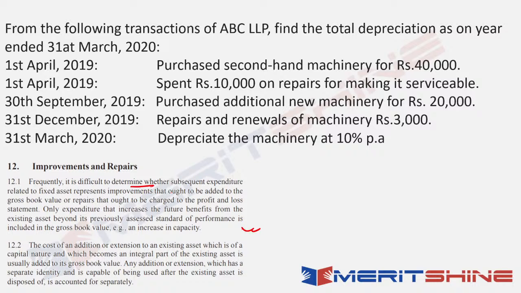Frequently, it is difficult to determine whether subsequent expenditure related to a fixed asset represents improvement that ought to be added to the gross book value, or repair that ought to be charged to P&L. Only expenditure that increases future benefit from the existing asset beyond its previously assessed standard of performance is included in gross book value. Example, increase in capacity, etc. Right? It will be clearly mentioned. Unless otherwise, these are getting expensed. Alright, I hope this part is clear.